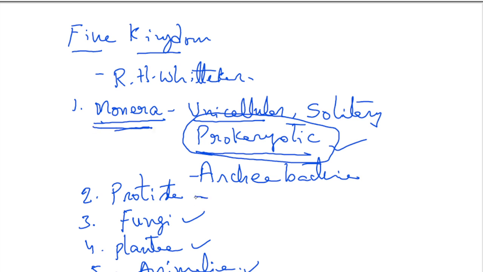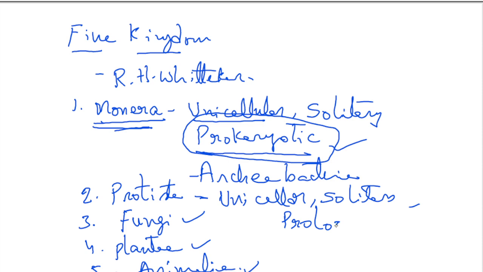Then the second one is Protista. Generally these Protista are also unicellular organisms, and like the Monera, these are also solitary beings, and all these are protozoans. In fact, we know about the protozoa, and all these protozoan animals belong to the Protista.